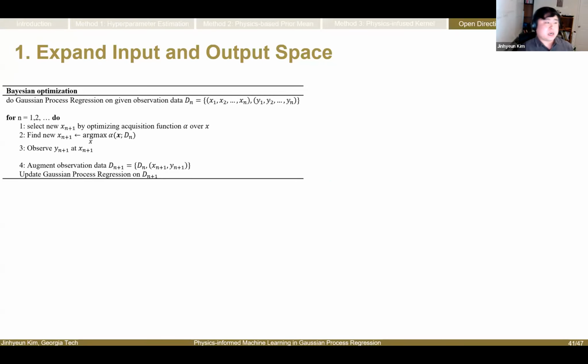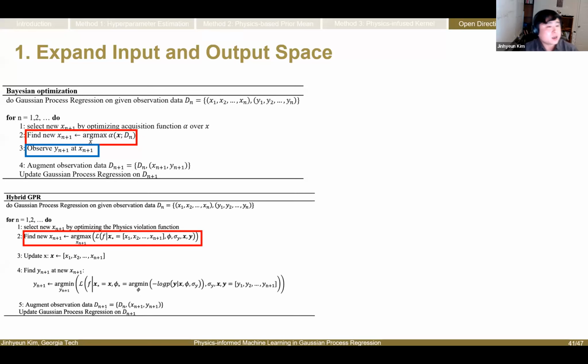The popular method in a similar category is Bayesian optimization. They start with a sparse data set and find the new X which they want to sample with some objective function, the acquisition function, and the popular one is expected improvement. At that selected location, we observe a new output with an offline experiment.